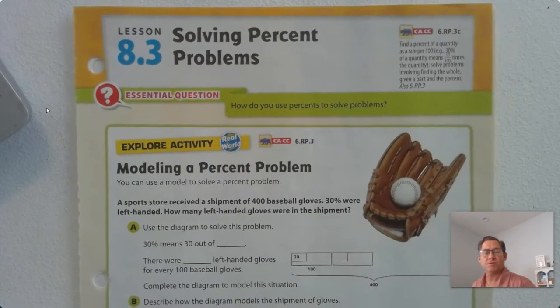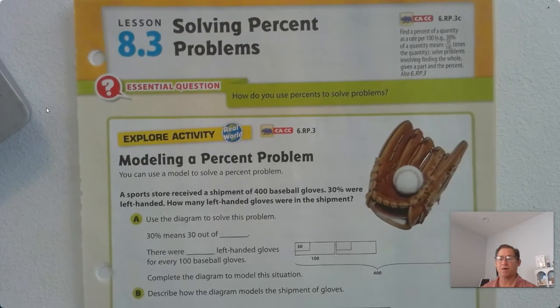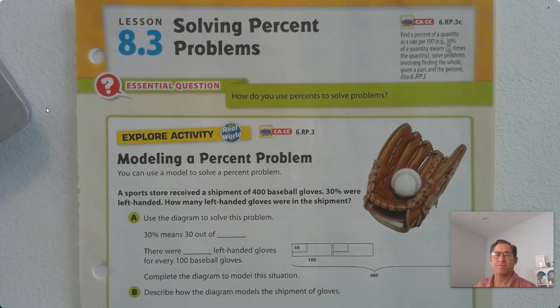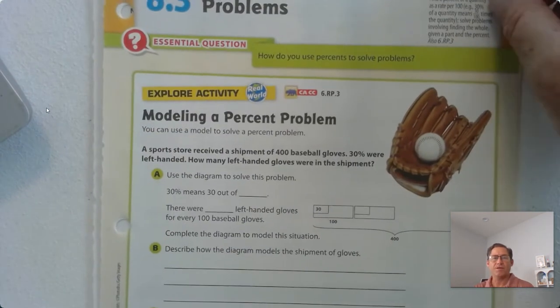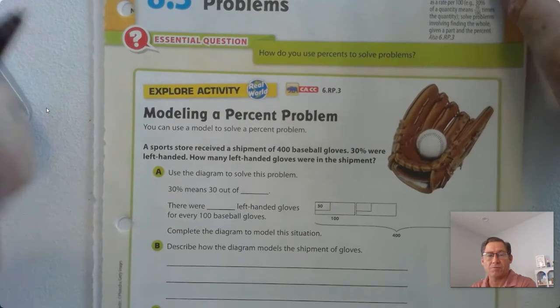Hello, everybody. So, in today's lesson, we're going to finish up Module 8, and our topic today is solving percent problems. So, let's look at the Explore activity. We're on page 217 of the 6th grade Go Math textbook. So, modeling a percent problem. We can use a model to solve percent problems.